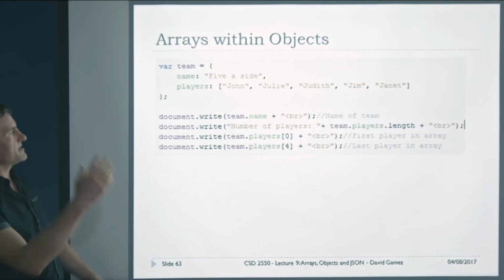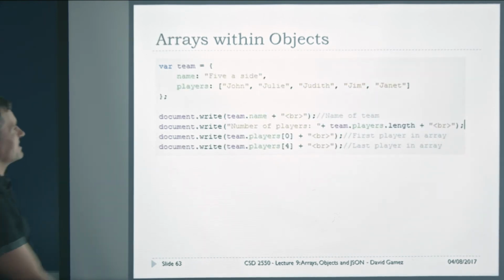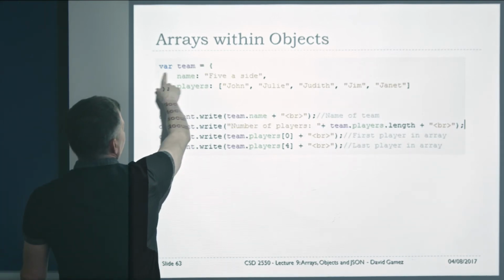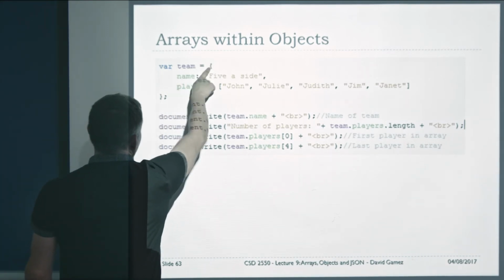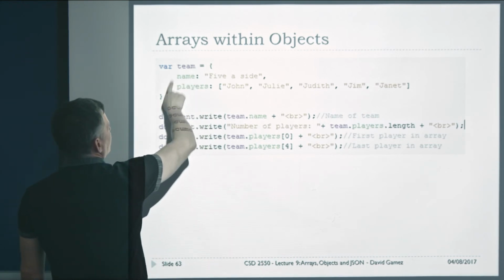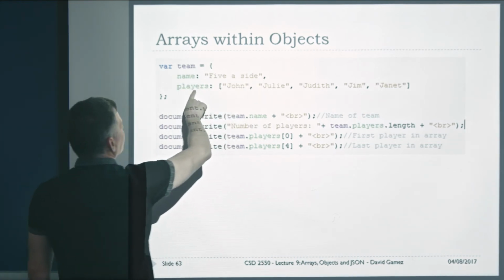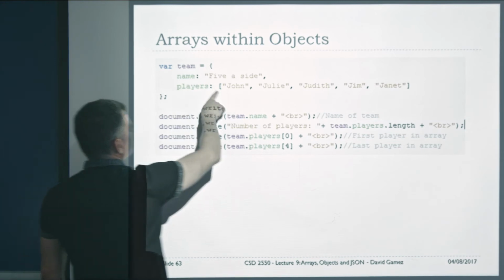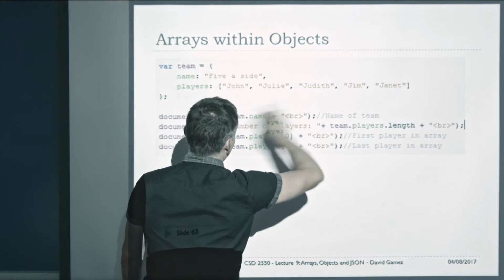And then, just to finish it off, we can have arrays within objects. So in this case, you've got a team, which is pointing to an object here. This is an object, curly braces. And the team has a name, which is like 5-a-side, whatever. And then it's got another key, players, and the key players is pointing to an array in this case.